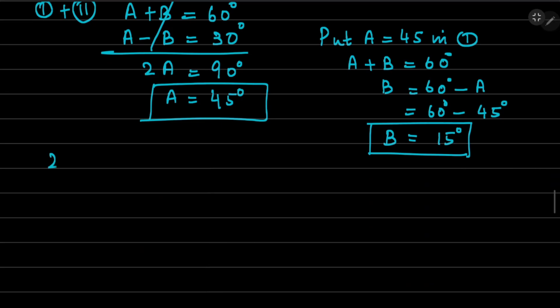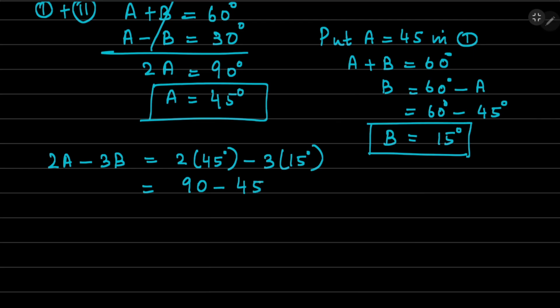So first of all, let's find out what is this 2a minus 3b. 2 into a is nothing but 45. Minus 3 into b is nothing but 15 degrees. What is 2 into 45? It's 90 minus 45, right? 3 into 15 is 45. So this is nothing but just 45. So therefore, what they are asking is secant of 2a minus 3b is nothing but secant of 45.